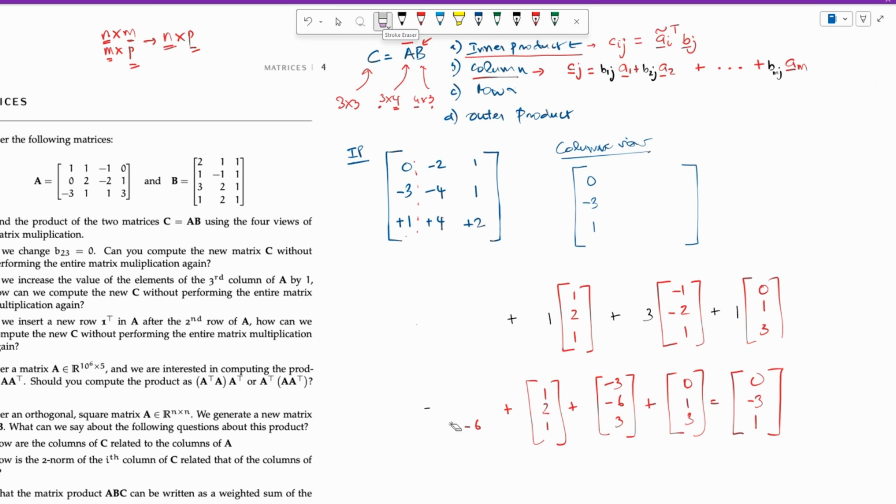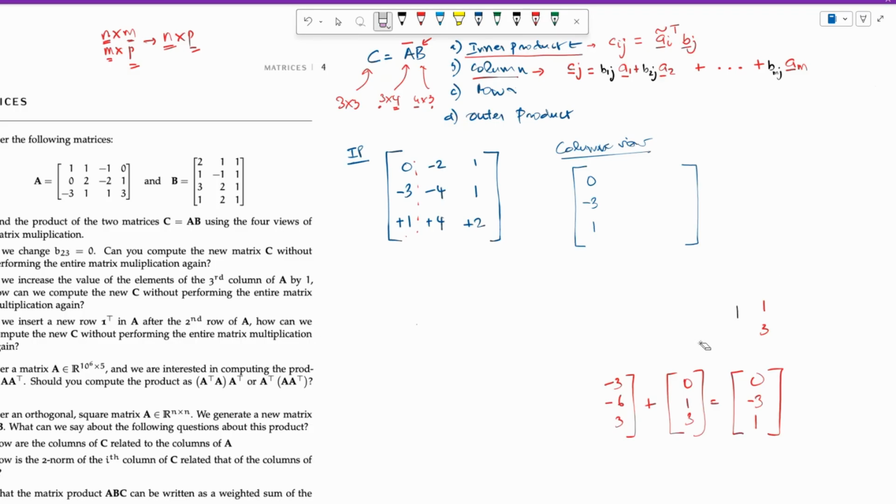Now you tell me what will be the second column of C. Don't just tell me the column from the first computation. Please do the computation yourself and verify for yourself that it in fact matches.